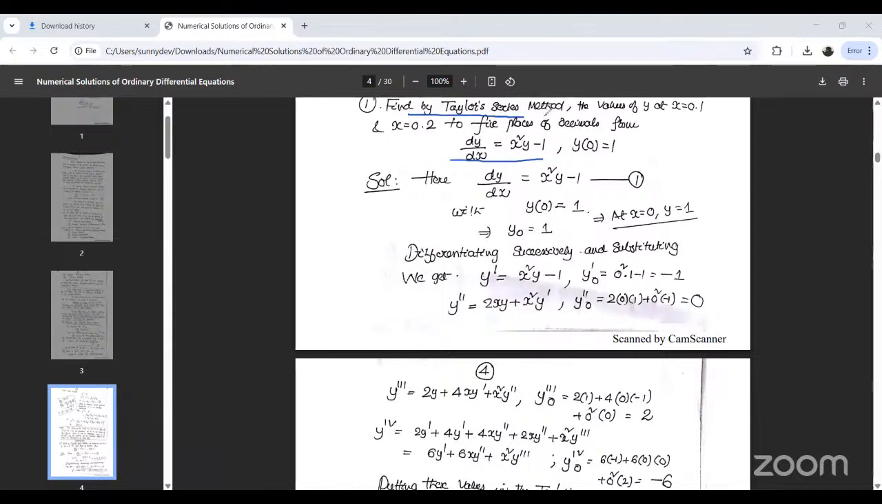Find by the Taylor series method the values of y at x equal to 0.1 and at x equal to 0.2 up to 5 decimal places. Here dy by dx equal to x square minus 1.